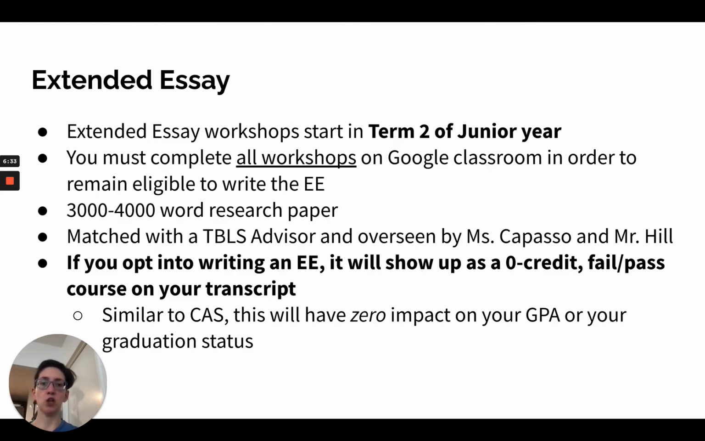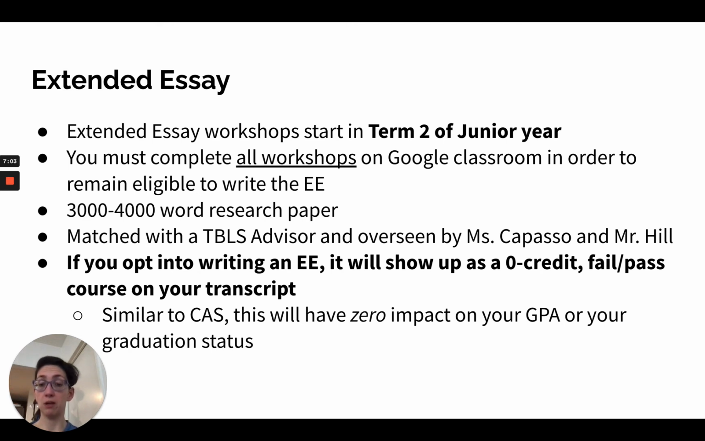Extended essay workshops start in term 2 of junior year, and again, just like in CAS, you must complete all workshops on Google Classroom in order to remain eligible to write the EE. The EE is the 3,000 to 4,000 word research paper. You will have a TBLS advisor, that's any teaching magistrate, and the whole process is overseen by myself and Mr. Hill.